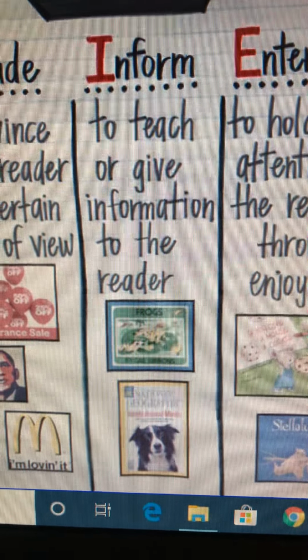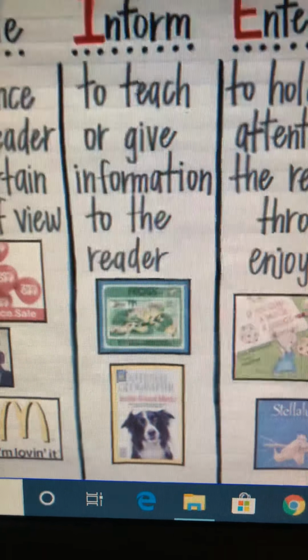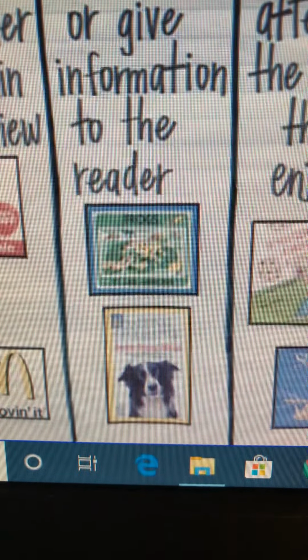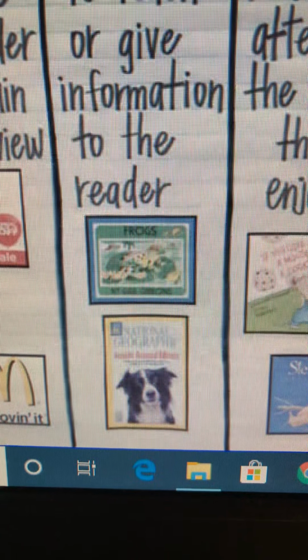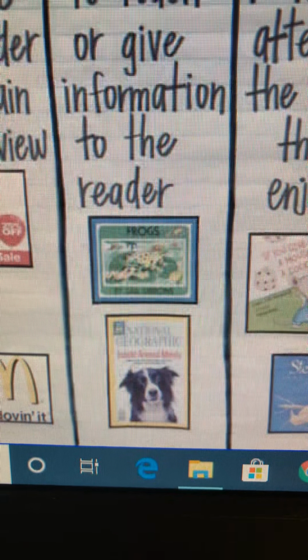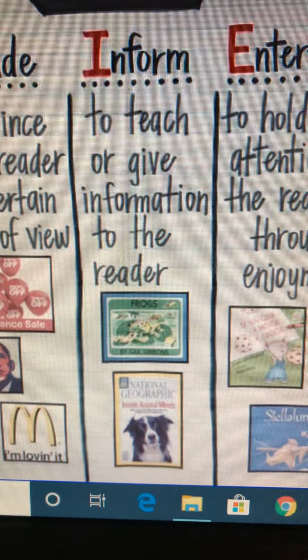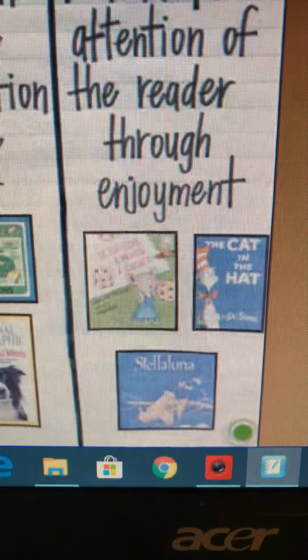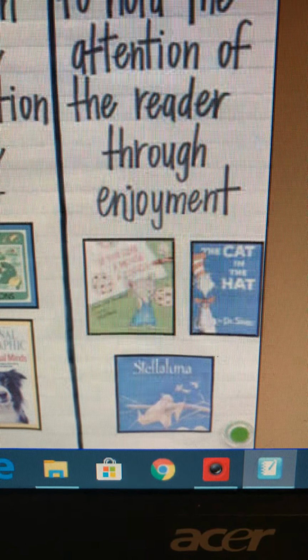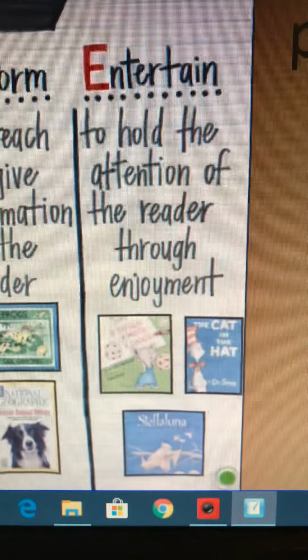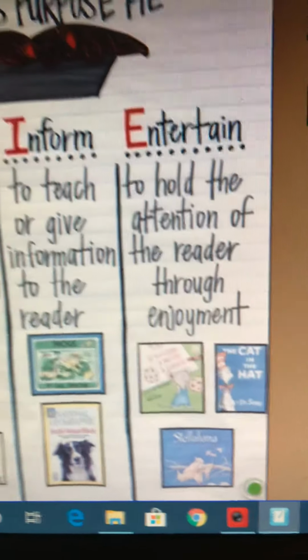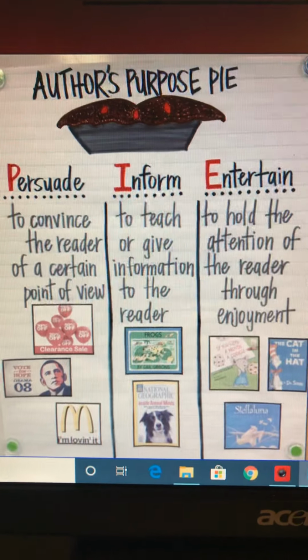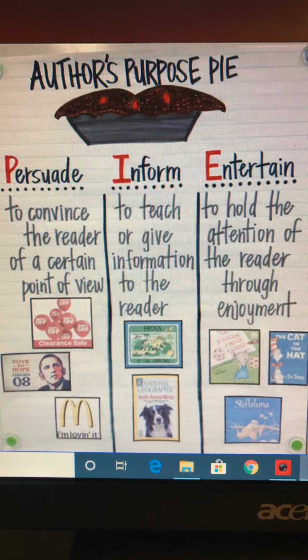Then inform is to teach or give information to the reader. Down here you can see there's a National Geographic and a nonfiction book about frogs. That would be inform. And then entertain is to hold the attention of the reader through enjoyment. So If You Give a Mouse a Cookie, The Cat in the Hat, Stellaluna, those would all be to entertain.